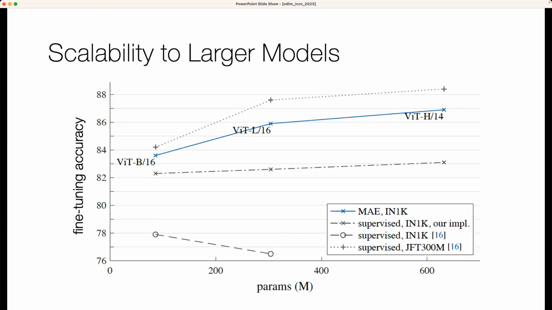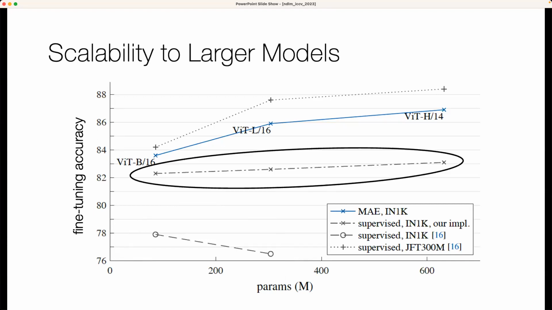And here are some results. This is a result for ImageNet classification. On the horizontal axis is the number of parameters, and the vertical axis is the fine-tuning accuracy. And we find the original transformer we used is overfitting heavily when we just train on ImageNet. We can apply a lot of regularizations and augmentations, so we get a good recipe, but the improvement saturates when we scale up to models of 600 million parameters.